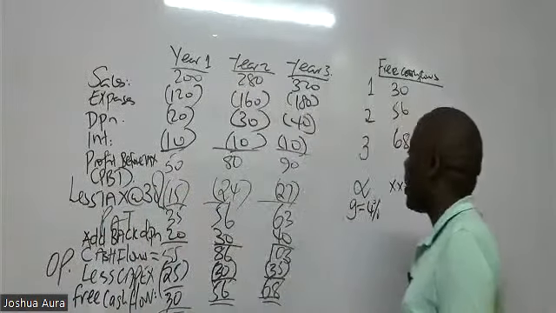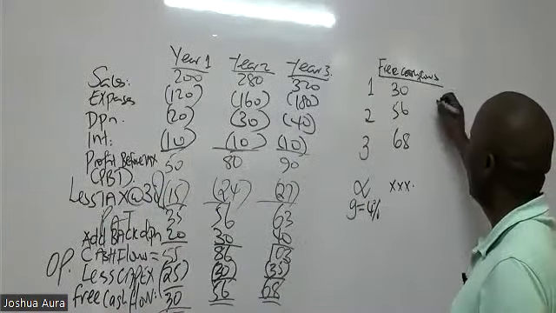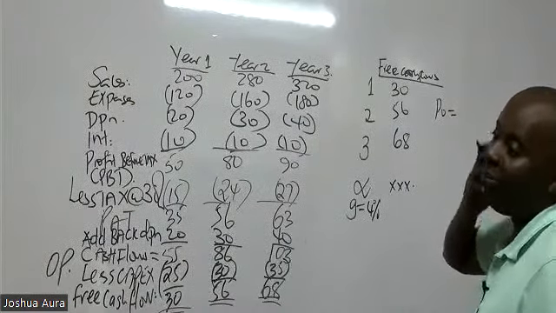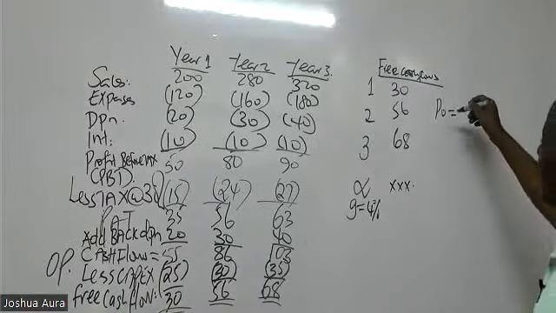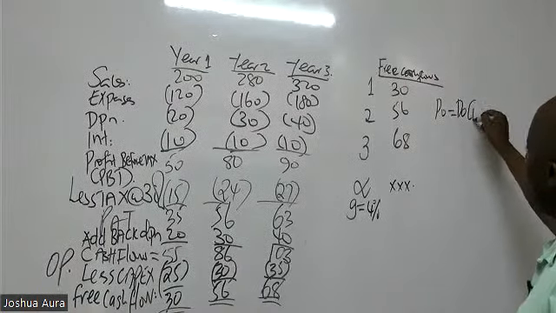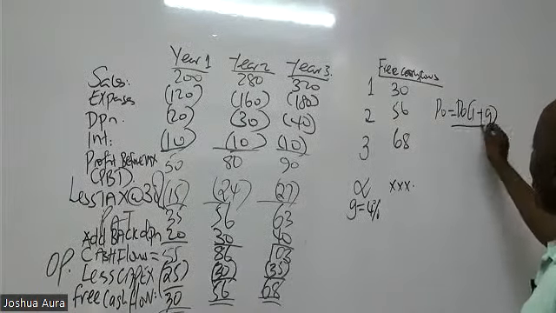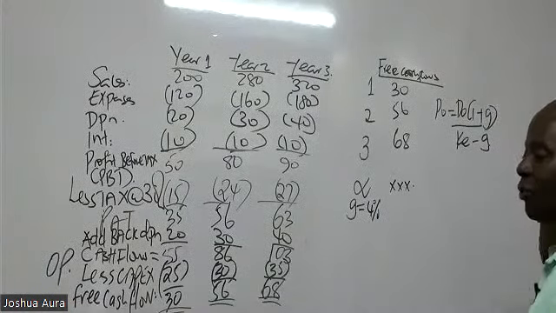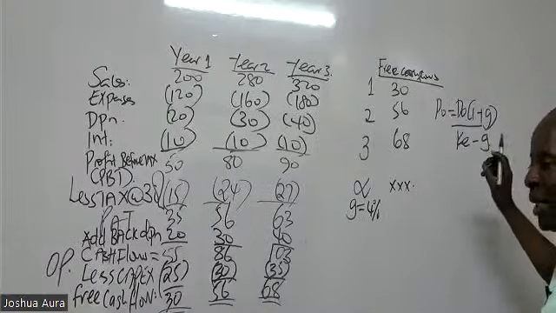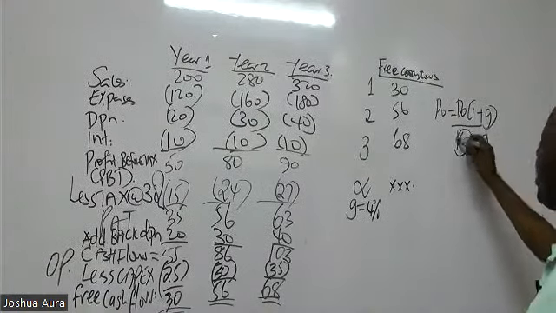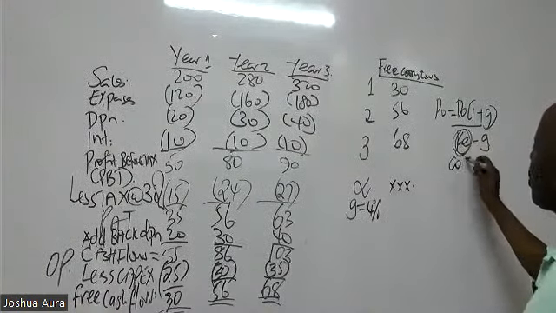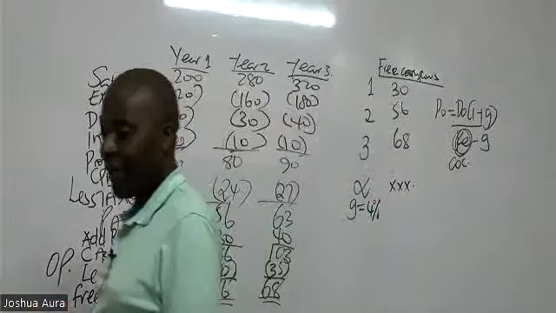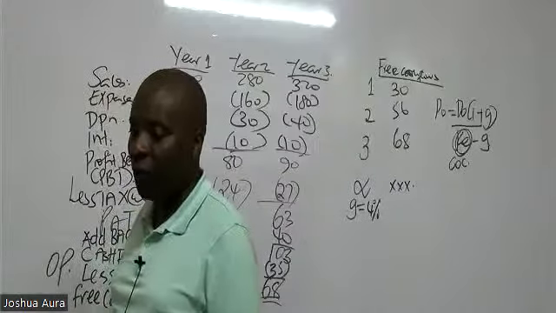So remember here, this infinity is the PO. And for us to get the PO, ladies and gentlemen, it is always D0 times (1 plus growth rate) all over KE minus growth. But again, remember, this is for purposes of you cramming. Otherwise, we should always know that this KE is always the COC, the cost of capital.